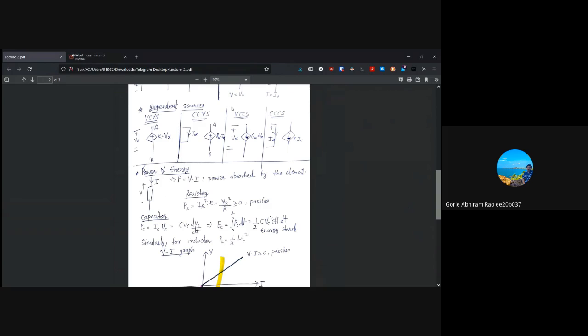And if you're looking at a dependent current source, it can be dependent on the voltage or the current in some other part. If it's a voltage controlled current source, we can write the current as some G into Vx, where G is the trans conductance. And if it's a current controlled current source, if the current flowing in some part of the circuit is Ix, then the current through this current source will be some K into Ix, where K is some constant.